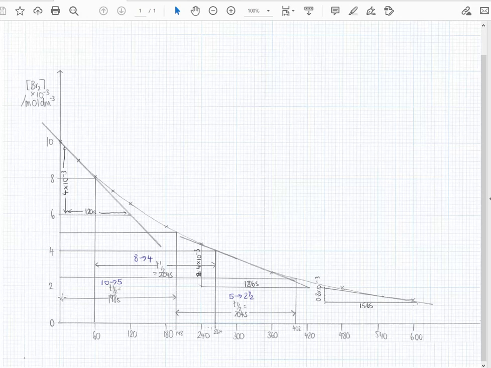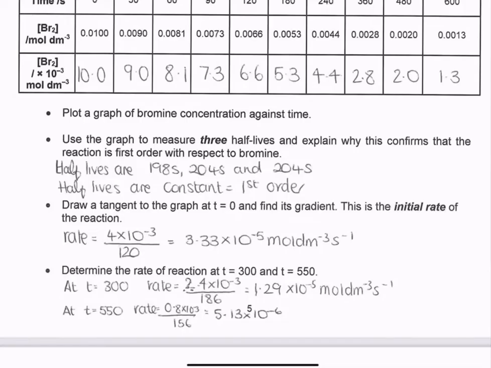So I've got 198 seconds, 204 seconds and 204 seconds as my 3 half-lives. So there you go, from the graph we had those 3 half-lives, and we can see that they are basically constant, although we've got this 198. We've got 2 at 204, and they're definitely not increasing significantly, which is what would be second order.